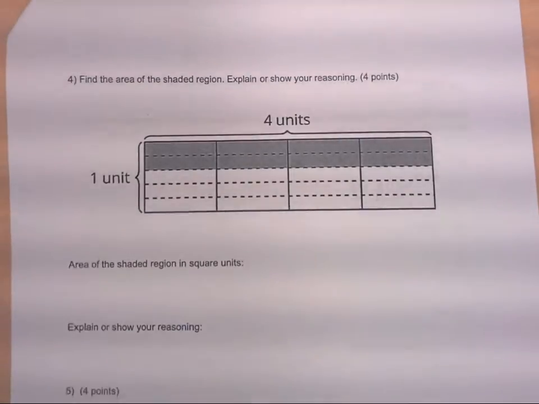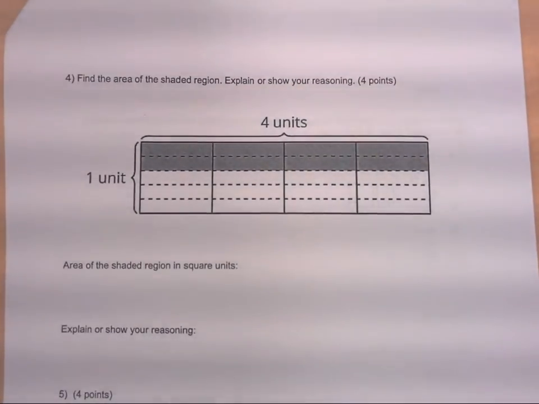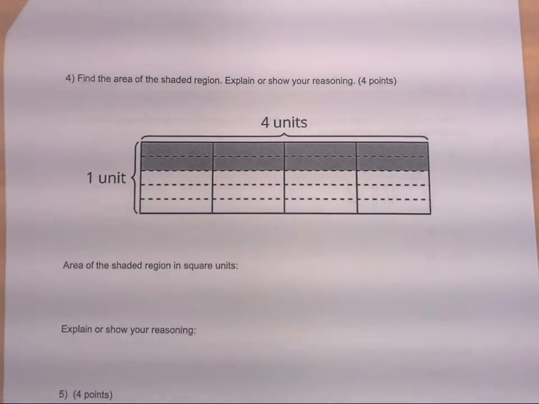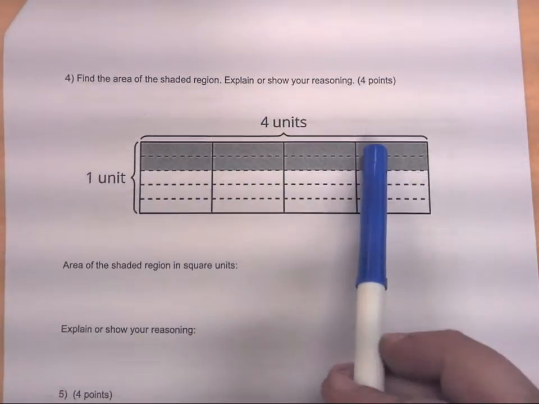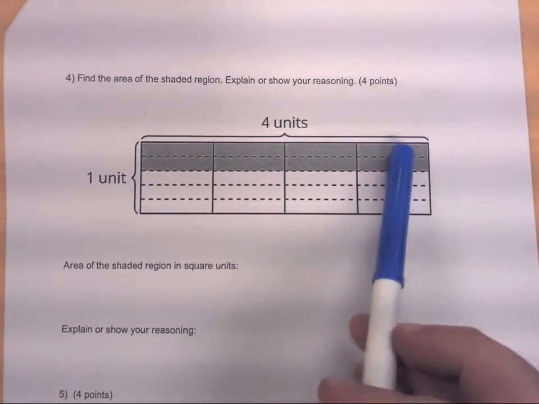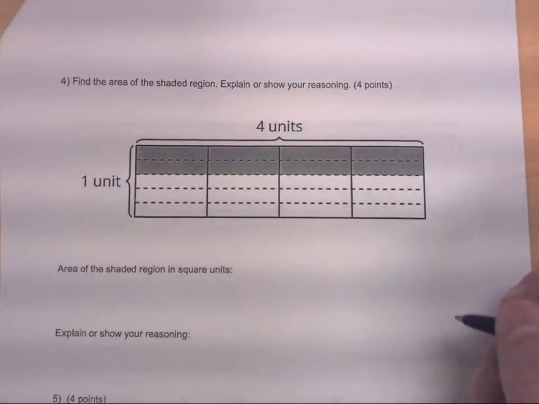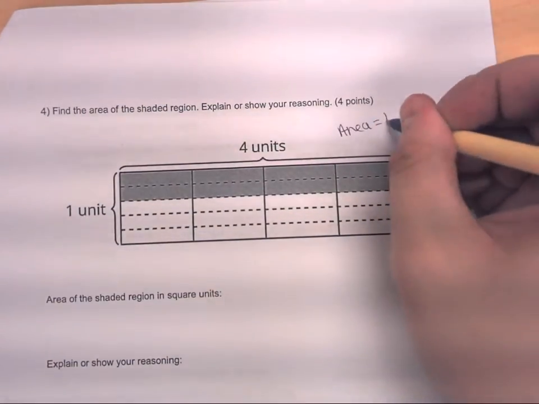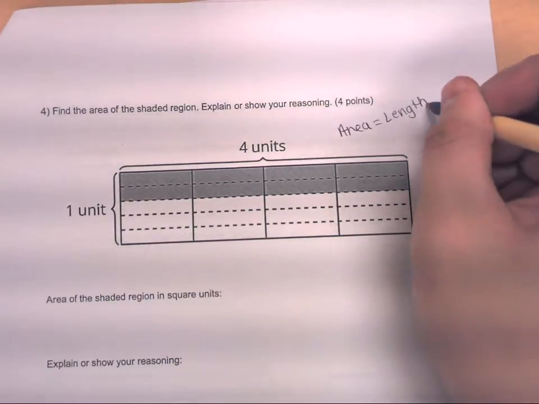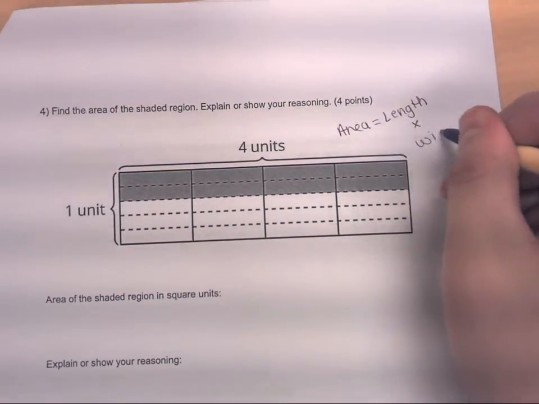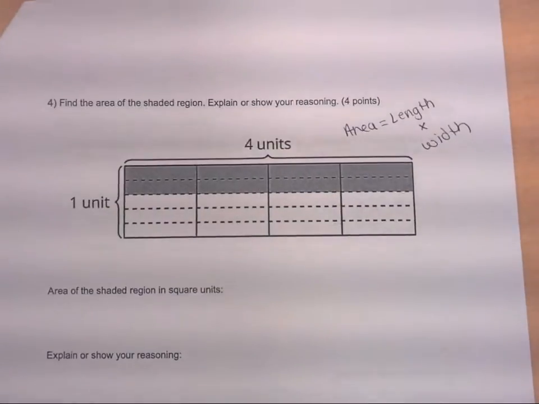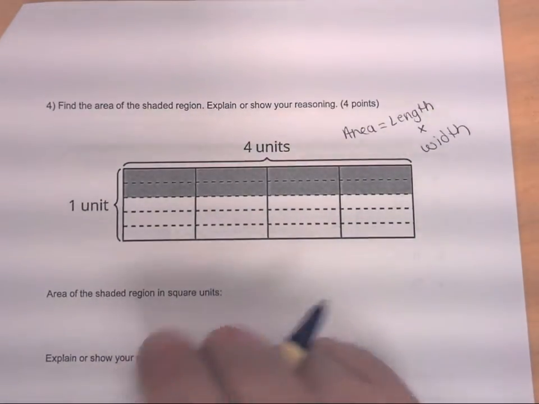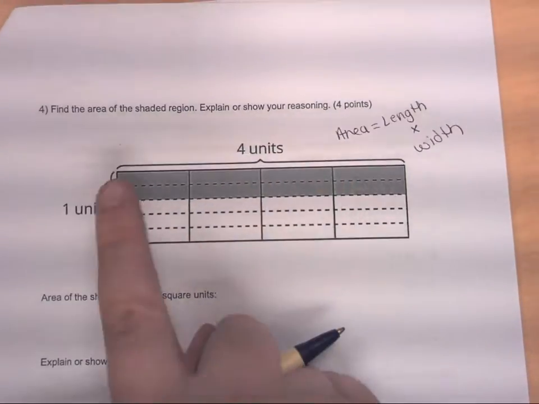This is our first area problem, question 4. We need to figure out what the area of this shaded region is here. And to find the area of a rectangle, students needed to remember that area is equal to the length of that rectangle multiplied by the width.